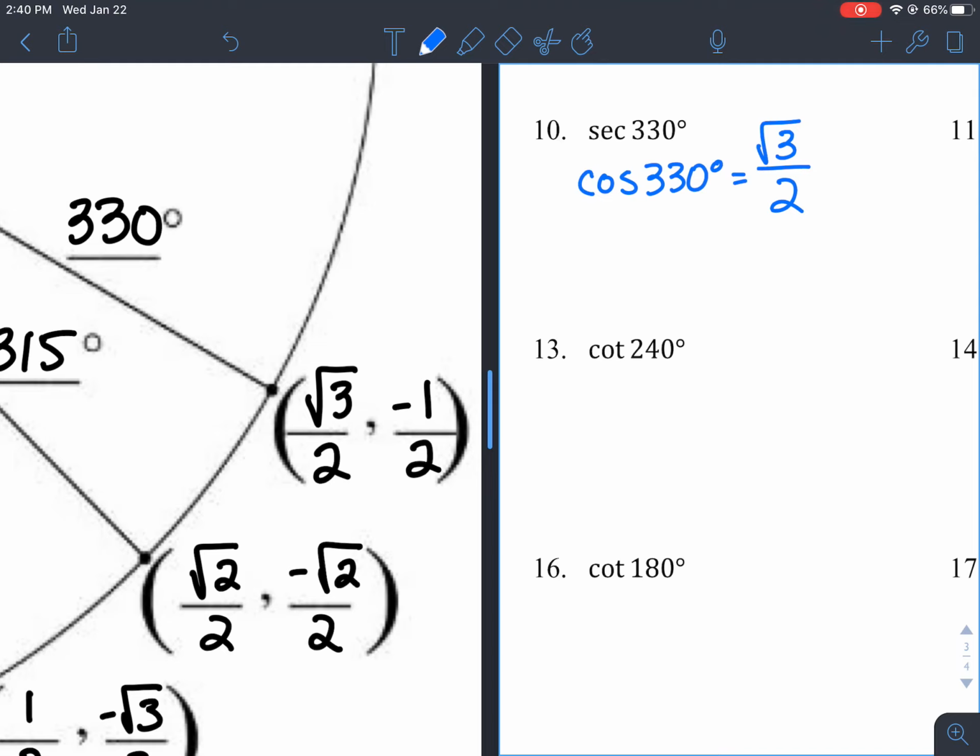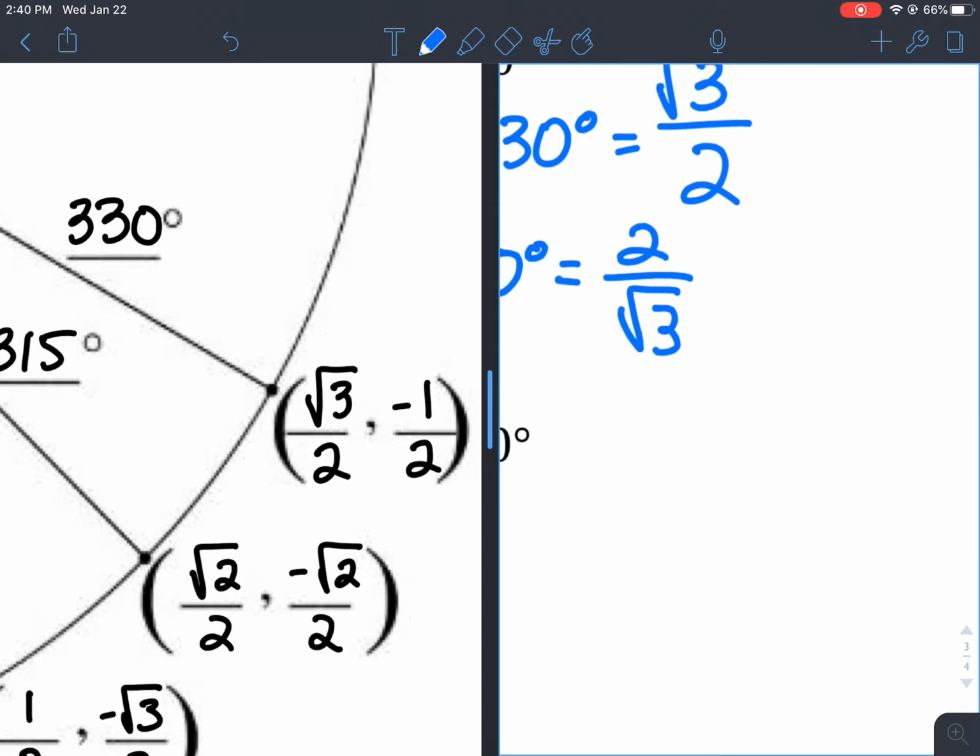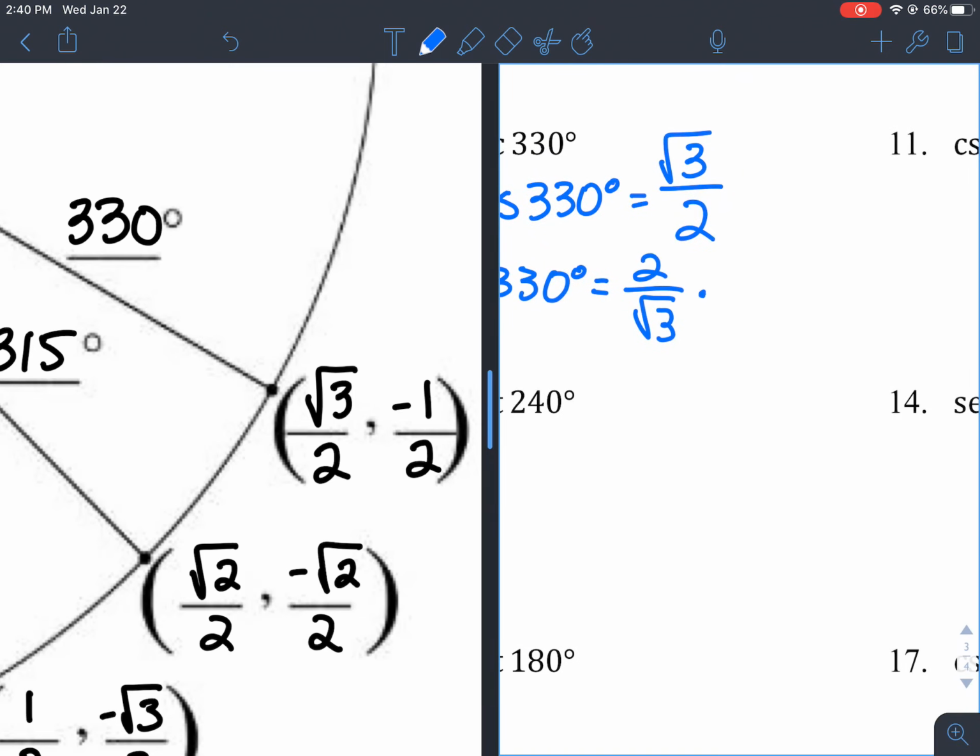And then all I'm going to do is take the reciprocal of that. So the secant at 330 is 2 over root 3, which is the reciprocal. And then we just have to take that step to rationalize. So remember, when we rationalize, multiply the top and bottom by whatever that square root is on the bottom. And multiplying across, we get 2 root 3 on top. And the root 3 on root 3 gets rid of the square root on the bottom. The secant of 330 is 2 root 3 over 3.